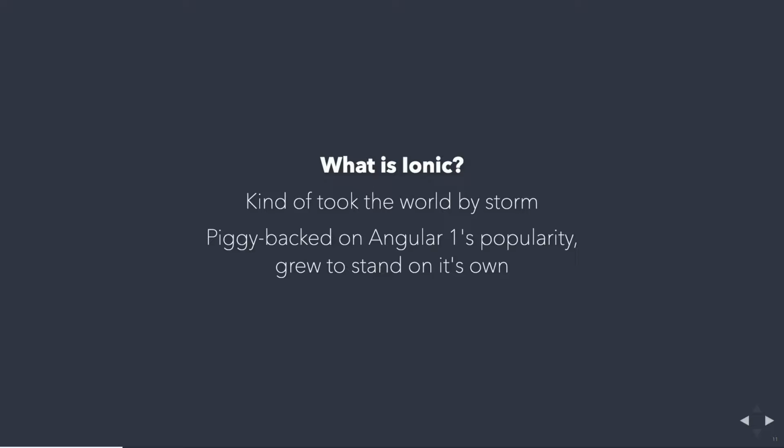So Ionic 1 piggybacked on top of Angular. AngularJS was the bee's knees back in 2013, 2014. Everybody and their mother was using it. It had 1 million stars on GitHub. And if you follow Google Trends, the slope was just going up and up and up.